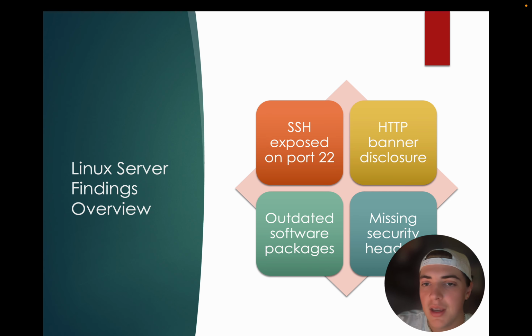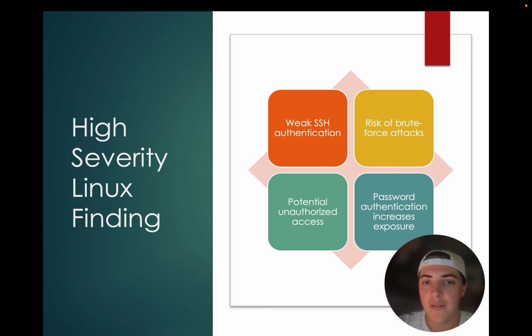So let's move to these high severity findings. And it was missing security headers. Forgot to mention that. Then we have these high severity Linux findings, and these were weak SSH authentication. So just almost like an open door, or if you have a screen door and you leave your main wooden or metal door open, it's only the screen door closed. Somebody can get through that. So that's a simple way of explaining it.